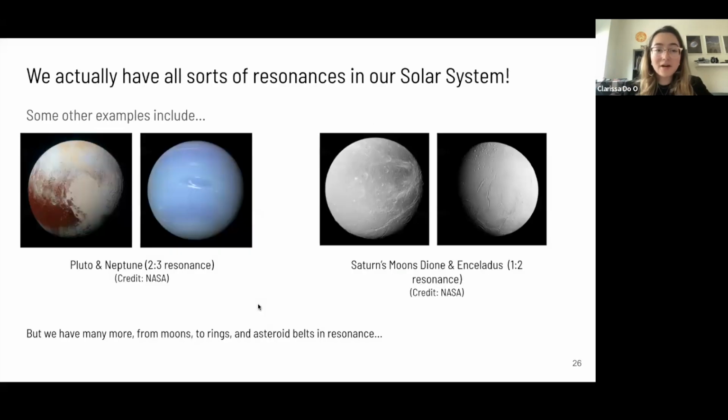One interesting thing about our solar system is that we actually have all sorts of resonance, not just Jupiter's moons. For example, Pluto and Neptune are in a 2-to-3 resonance. All this really means is that every time that Pluto goes around the sun twice, Neptune goes around the sun 3 times. And Saturn's moons, for example, Dione and Enceladus, are also in a 1-to-2 resonance. So every time that Dione goes around Saturn once, Enceladus goes around Saturn twice. We actually have all sorts of resonances in our solar system, from the moons to rings. Saturn's rings have resonances, asteroid belts. So really, we are just filled with that in our own solar system.